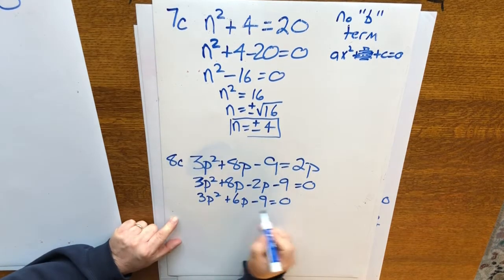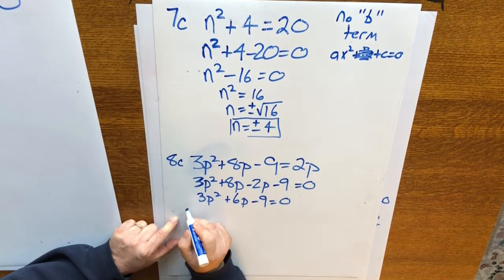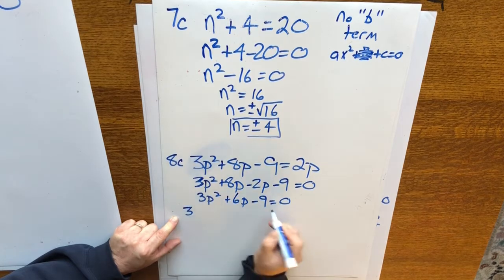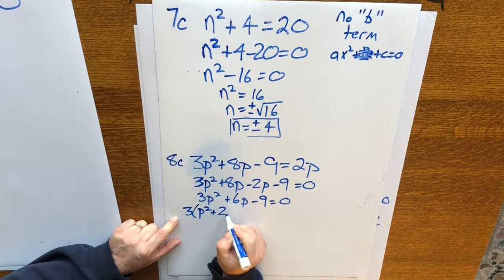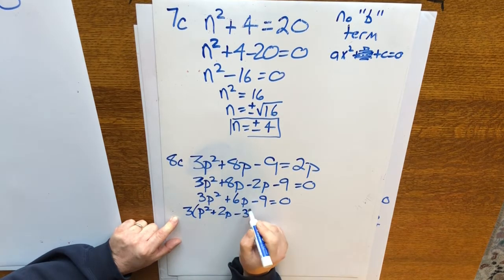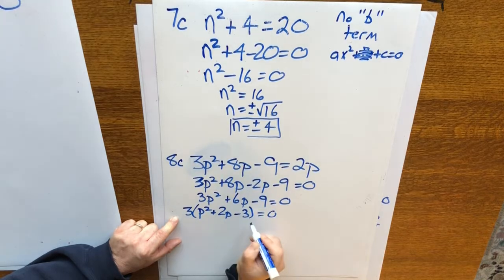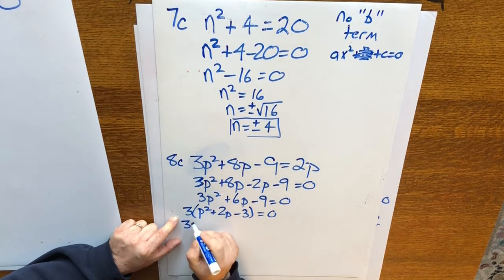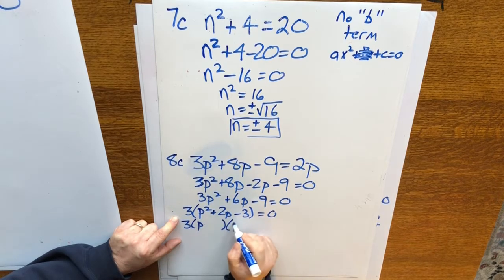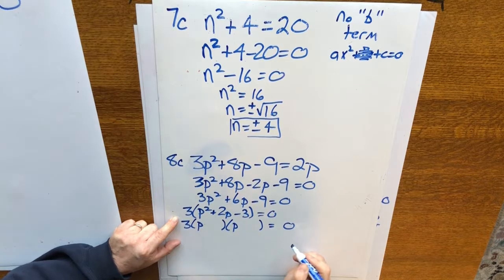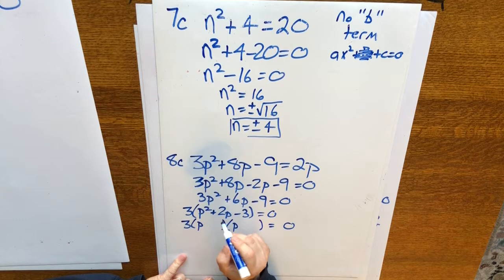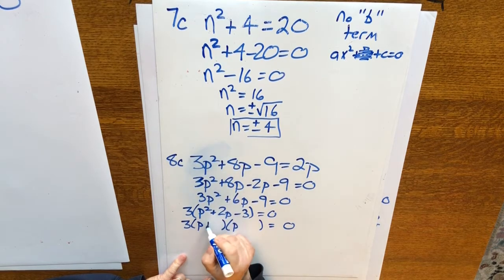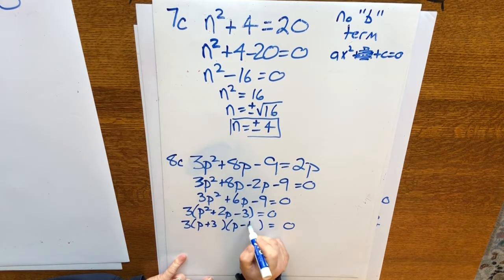So I notice with this one, it looks like a hard trinomial, but on closer inspection, you can common factor out a 3 from them. So you've got 3p squared plus 2p minus 3 equals 0. And now this is an easy trinomial. 3 times, so I'm solving it like an easy trinomial. What numbers multiply together to give you negative 3 and add to give you positive 2? The numbers would be positive 3 and negative 1.